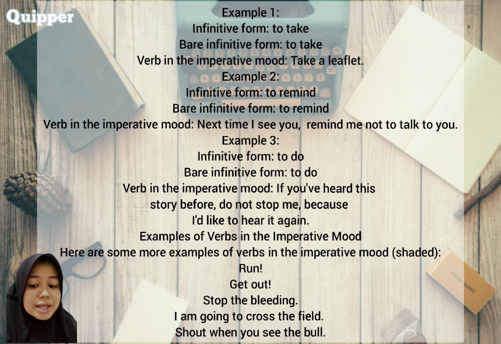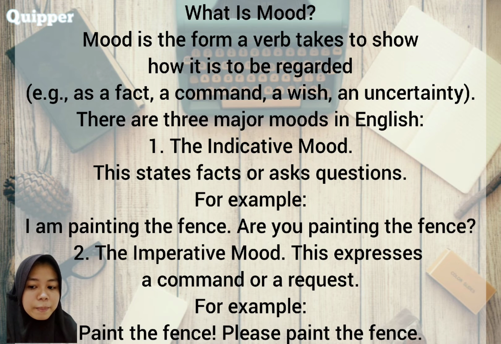Here are some more examples of verbs in the imperative mode: "Run," "Get out," "Stop the bleeding." "I'm going to cross the field." "So when you see the ball." "I'm going" is the indicative mode, that is just a statement. However, "so" is in the imperative mode.